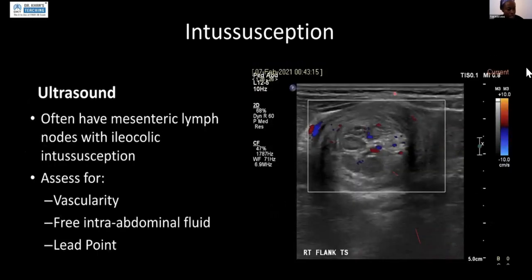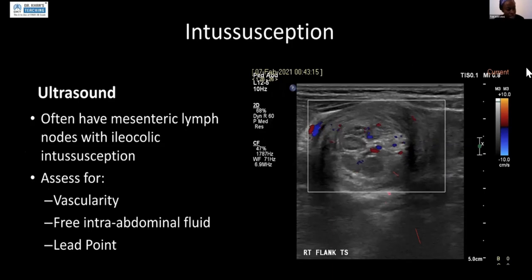So what we're looking for is, can we see any complications that will be contraindications to doing a radiological reduction? We're assessing for vascularity. I always put color Doppler on to see flow, and there should be flow in the mesentery and flow in the bowel wall, as we have in this case. I also look to see if there's any fluid within the intussusception, because that can make it more challenging to reduce, or can suggest that there's a lead point such as a duplication cyst. I look for free intra-abdominal fluid because that can be due to perforation. And I also try and assess for a lead point.